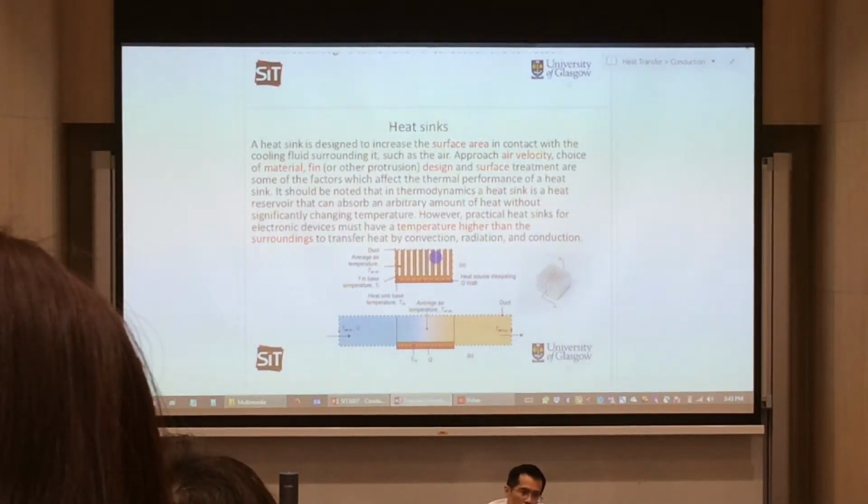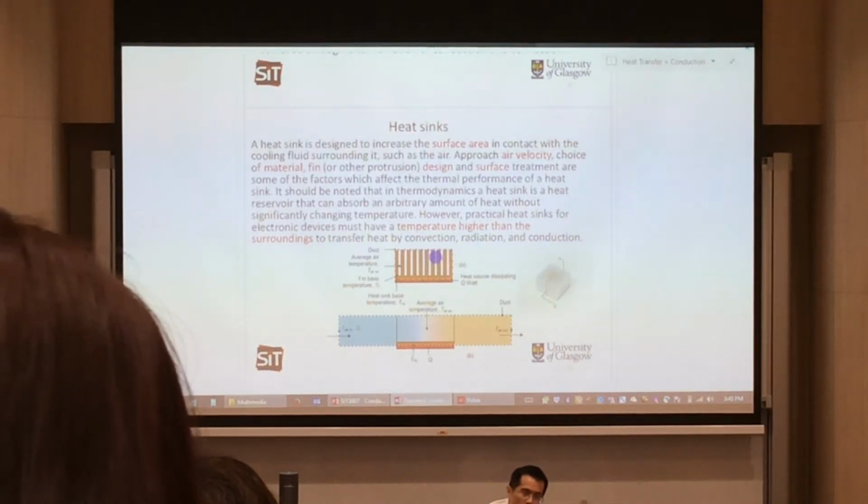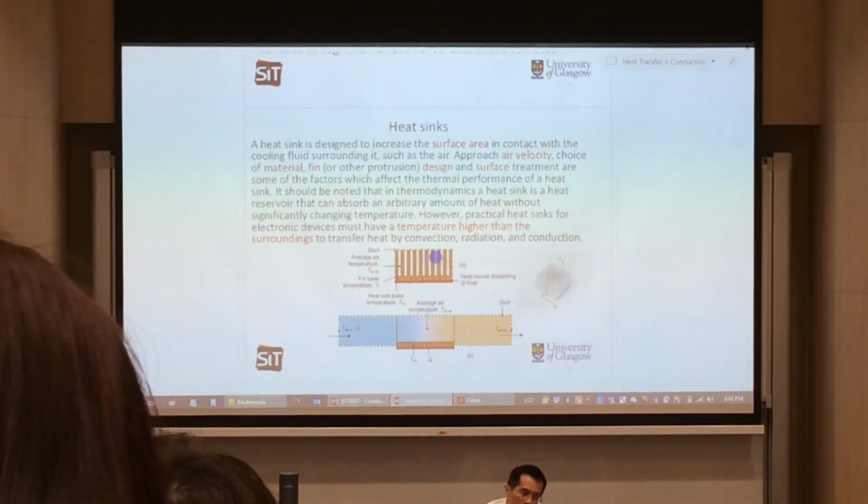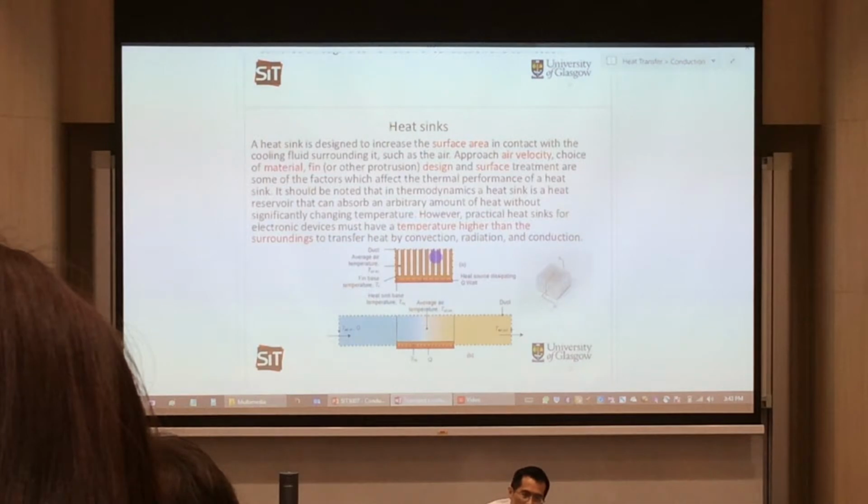Might it be through natural convection or forced convection? Right? So you need to have that source temperature that's really a lot more hot compared to the environment before you can have effective cooling.